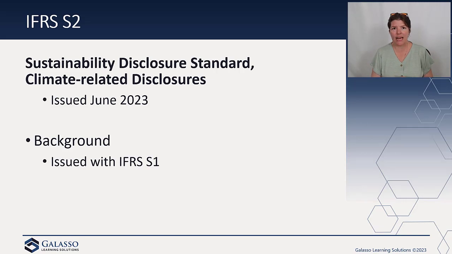So we already talked about S1, which is sort of the overall framework, and issued on the exact same day was IFRS S2, which is a sustainability disclosure standard, but this time a very specific disclosure, which is climate-related disclosure. So S1 was the overall framework. This is going to be a little bit more specific about, okay, using the overall objectives, how does this apply specifically to climate-related disclosures?